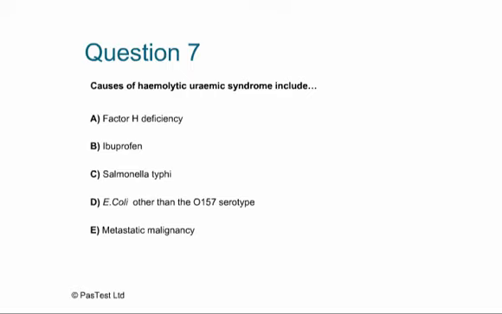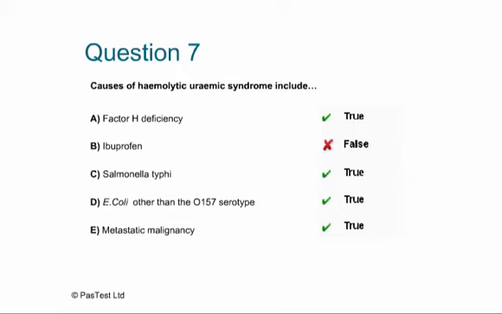Here are the answers. This is quite a difficult question, and this doesn't refer specifically to the diarrhea-associated HUS, but just to any form of hemolytic uremic syndrome. A, factor H deficiency. We'll go on to talk in due course about how the inherited forms of non-diarrheal HUS are indeed due to factor H deficiency, where there's an absence of this factor, which is a brake on the complement system, and complement runs wild in its absence, and you can get an HUS.